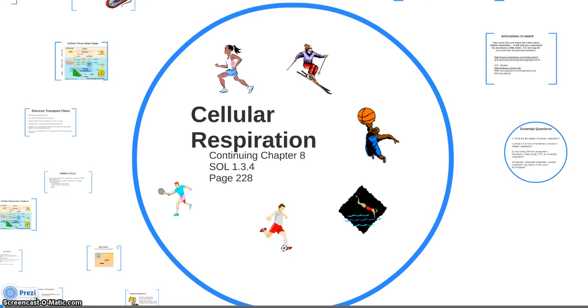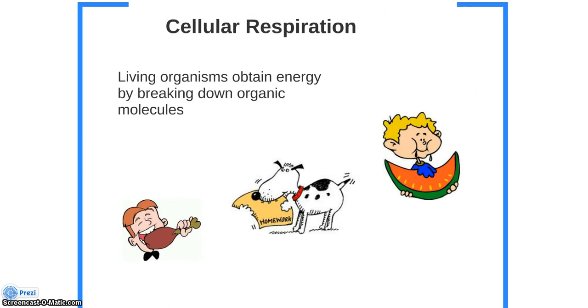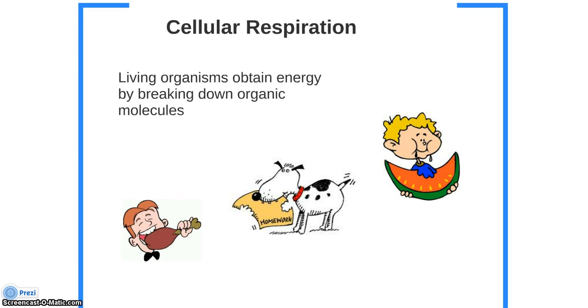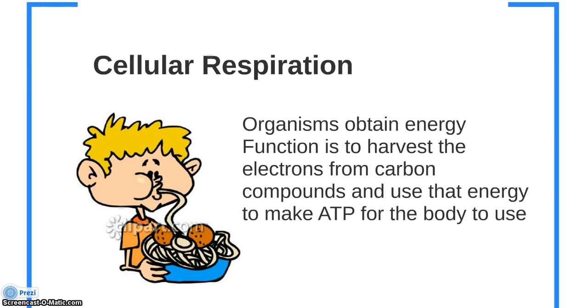This is your Cellular Respiration Notes, Chapter 8. Cellular respiration is how cellular organisms obtain energy by breaking down organic molecules, like carbohydrates, lipids, and proteins. Cellular respiration's goal is to harvest the electrons from carbon compounds to make ATP energy for the body to use, meaning we eat to fuel our bodies full of energy for all of our daily activities or demands that we put on our body.